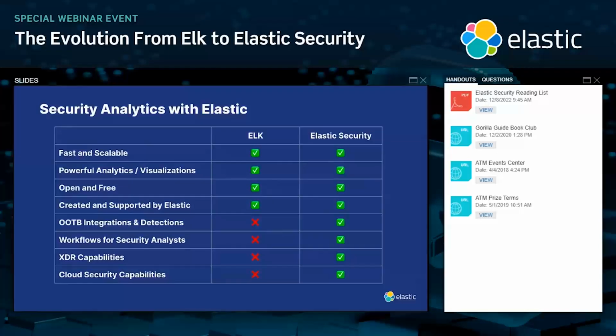and Elastic Security are free, and we retain that with Elastic with the security application. And both of them were created and supported by Elastic. What Elastic Security provides on top of ELK is a lot of out-of-the-box integrations, detections, content in general, and also workflows that were designed for the analysts. We even have XDR capabilities that include both endpoint protection and EDR. And more recently, we introduced cloud security capabilities that we announced a few months ago.